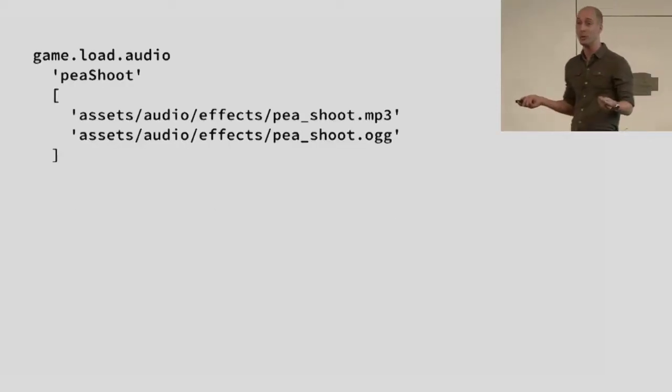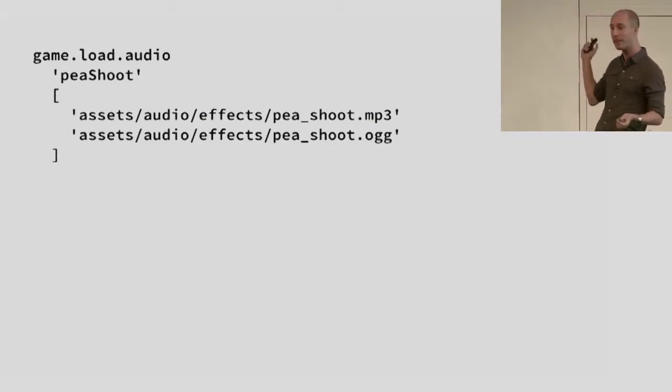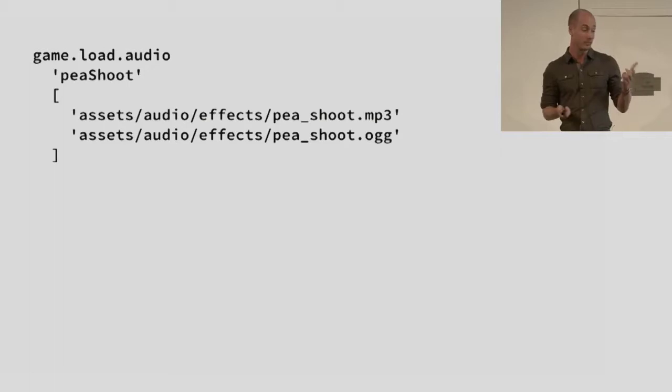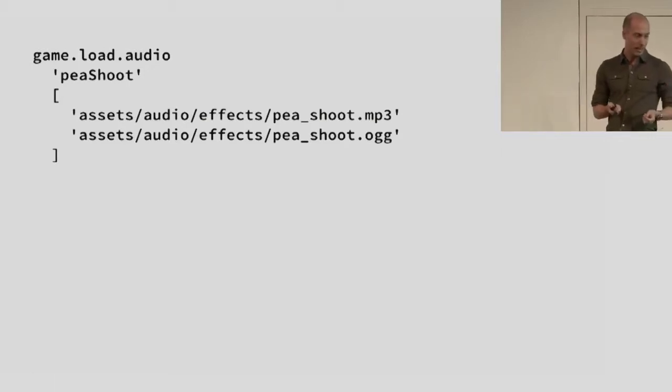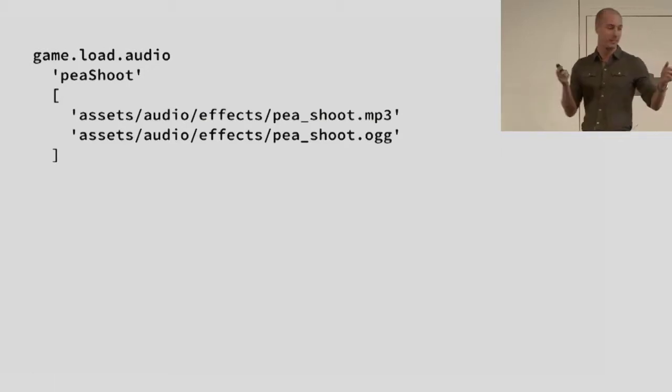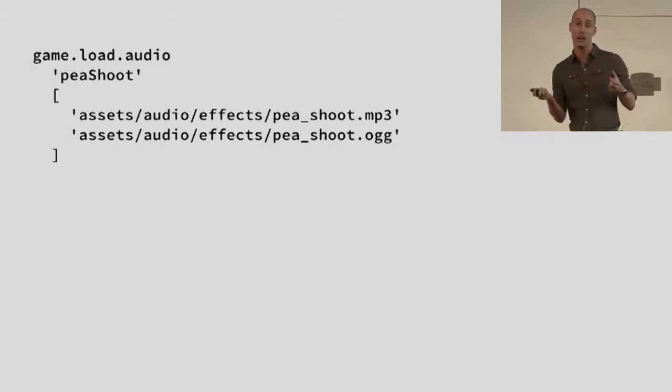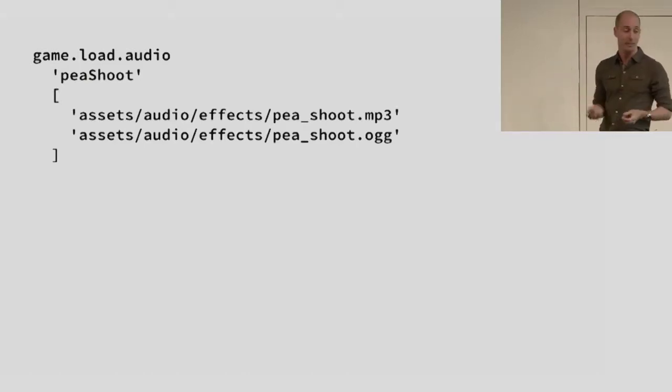Audio is really annoying to work with, usually in the browsers, and Phaser makes it really, really easy. As long as you have an MP3 and an OGG version of the sound effect, you load them all in a very similar way. So I'm going to tell Phaser, load an audio asset. Let's call it pshoot, and here's where to get the sound files from.